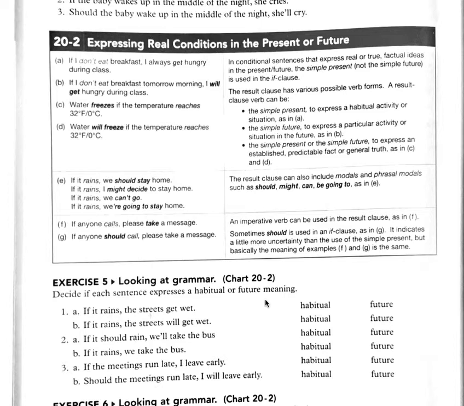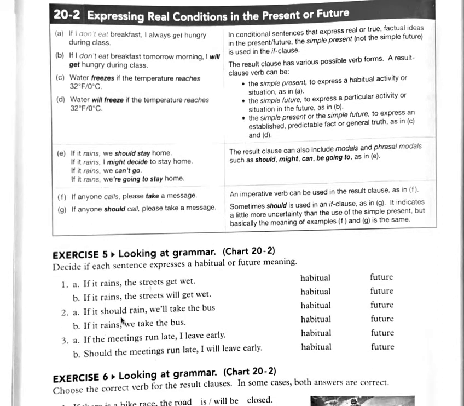Okay, so number 1A. If it rains, the streets get wet. This happens all the time, that it rains, the streets get wet, so this is going to be habitual. If it rains, the streets will get wet, so here we have will get, so that's going to be future. Number 2. If it should rain, we'll take the bus. Will is a contraction for we will take, so that's going to be future.